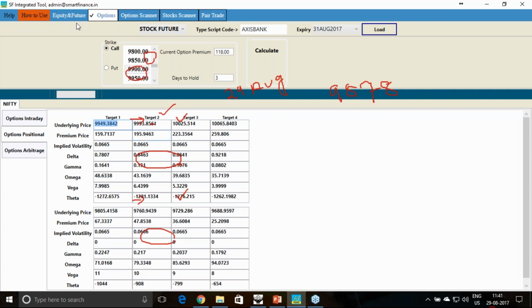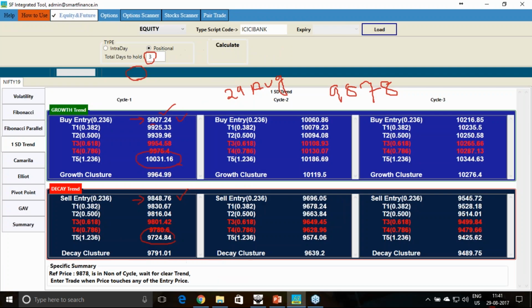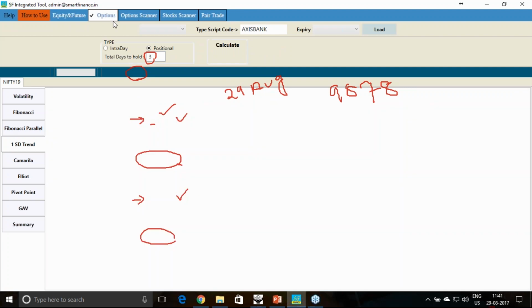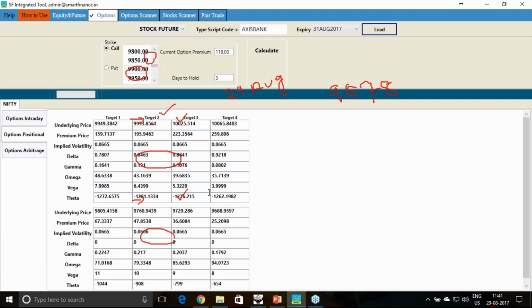In the same way, once it gives a downtrend breakout, below 9948, I can think of selling the call option, or I can think of a put option. So while doing single leg option buy or sell for positional trade purposes, meaning you are buying for a couple of days, 3, 4 or 5 days, it is very important that you look into the trend first, then you enter.